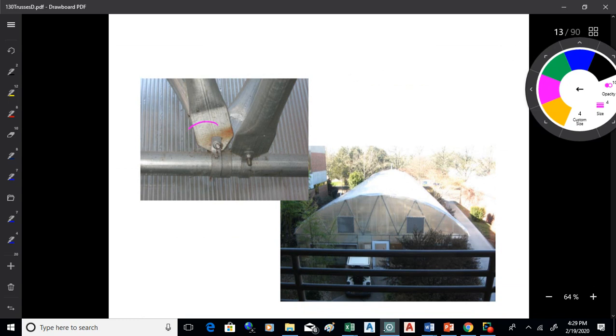Here's the greenhouse. See that? Those are pin joints, aren't they? They're real simple little pin joints, but that's what they are. They flattened out that tube and drilled a hole in it. You can put a bolt through it and bracket it to the support below. That's a pin joint.